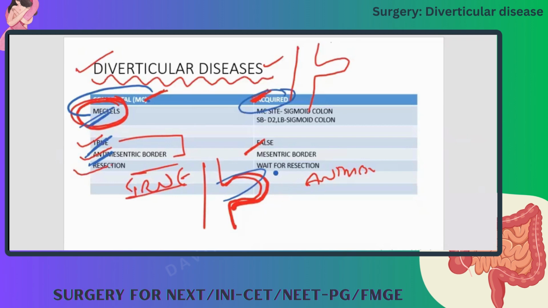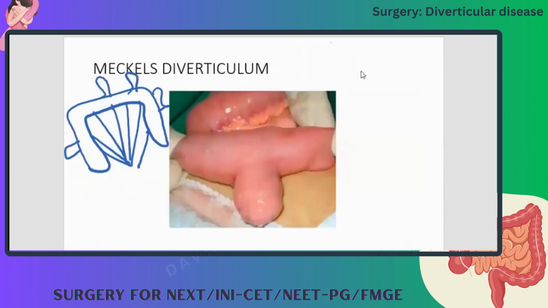Most of the times it is 2 feet from the ileocecal junction. It arises from the ileum most of the times. So whatever bowel it is, all the layers will outpouch. And see here, acquired is most common in the sigmoid colon. This is a false diverticulum because it doesn't have all the layers of the colon. It arises from the mesenteric border. Mesenteric border is towards here. This is the anti-mesenteric border. This is the mesenteric border.